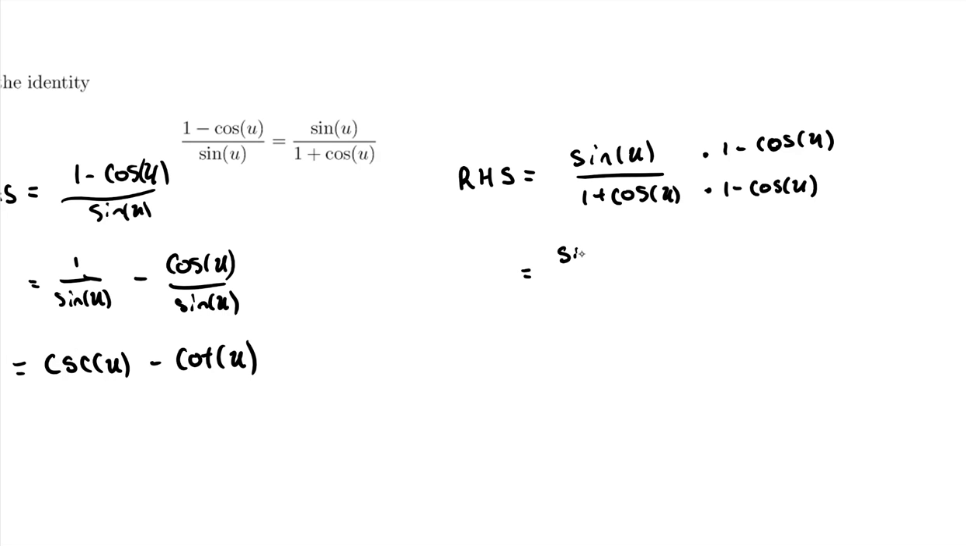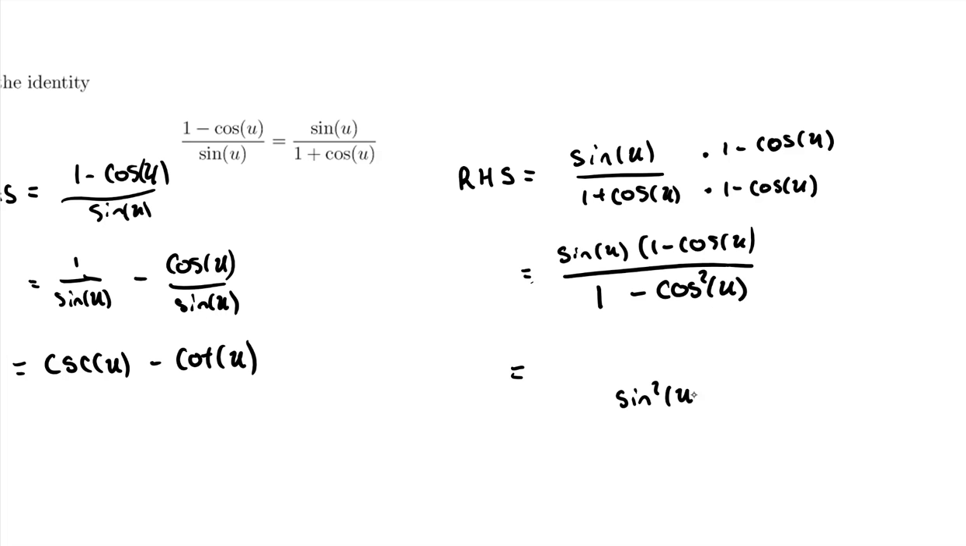And when you do that, you have sine of u times 1 minus cosine of u, all divided by 1 minus cosine squared of u. So this is where I've ended up here. Already something that looks a little bit more promising than before. So now I can do exactly what I mentioned. This looks like a Pythagorean identity in the denominator, which it is. I can replace 1 minus cosine squared of u by a sine squared of u. And I'm going to leave my sine of u in the numerator and my 1 minus cosine of u that it's multiplied by up there.